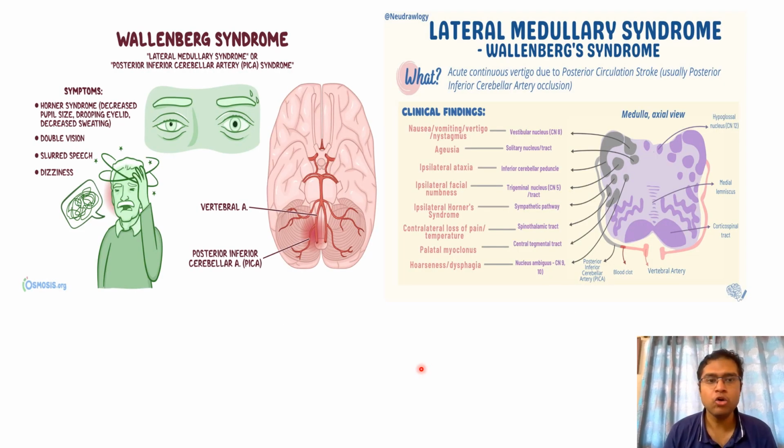So the clinical syndrome is as such characterized by Horner syndrome, double vision, slurred speech, and dizziness. And all these have a particular reason because in the medulla we have different nuclei. Because of the vestibular nucleus and the inferior cerebellar peduncle, there is ataxia and vertigo. And because of the trigeminal nucleus, there is ipsilateral facial numbness, and because of the sympathetic pathway, there is Horner syndrome, which is particularly seen in these patients.